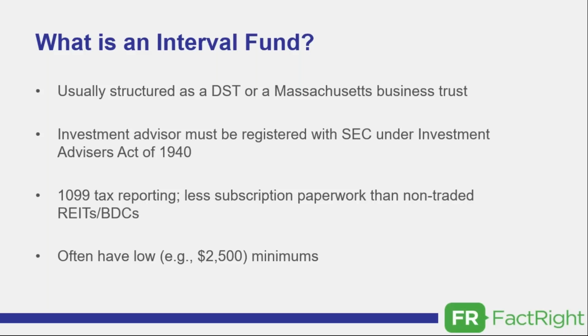The 1099 tax reporting is pretty convenient, especially compared to a lot of other alts that may offer similar strategies. Subscription paperwork is quite a bit easier than a lot of products in this space. The catch, of course, that we're going to get into is that the buying is point and click, the selling may not be, and that's kind of a risk management issue. But the logistics of bringing on interval funds are easier compared to a lot of other alternative structures.